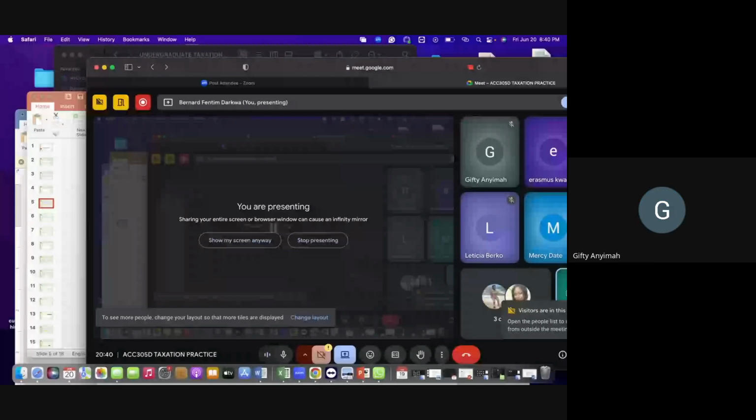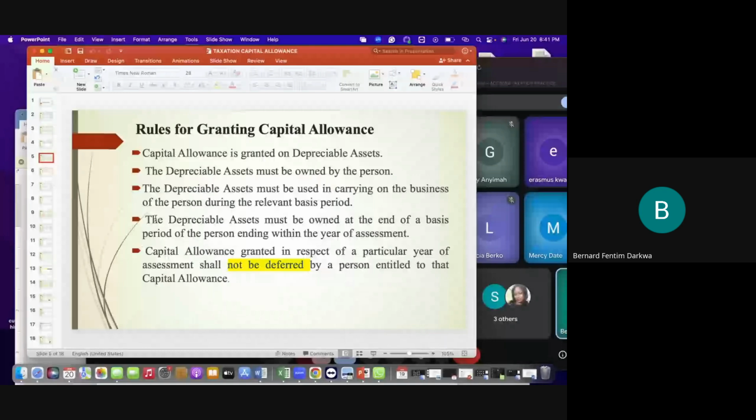Yes, sir. So what I was saying is that sometimes somebody may have the assets. We are still talking about this point that the depreciable assets must be owned by the person at the end of the base period. Some people may have the asset at the beginning of the year, but it will not go to the end of the year. So January, February, up to maybe June or July, you were having the car, and it's new. But maybe in August you sell the asset. You cannot claim capital allowance on it.